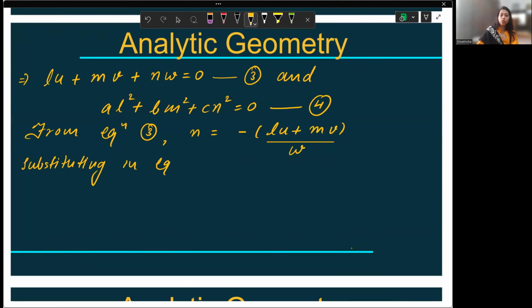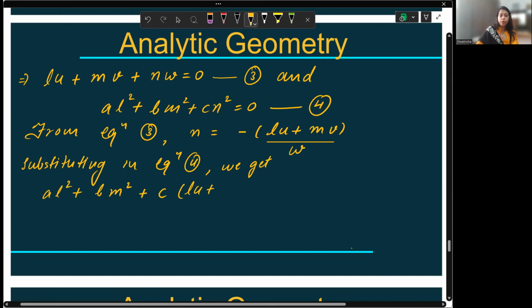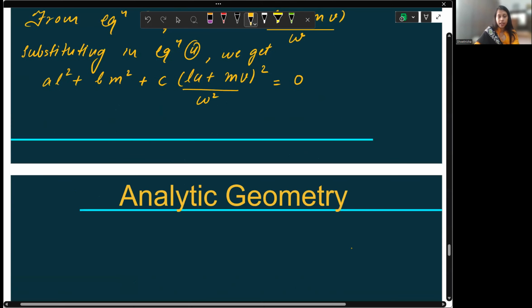Substituting in equation 4, we get AL square plus BM square plus CN square. So N square, the value of N is this, that is (Lu plus Mv) whole square divided by W whole square is equal to 0. Let's convert this into a quadratic in L by M.